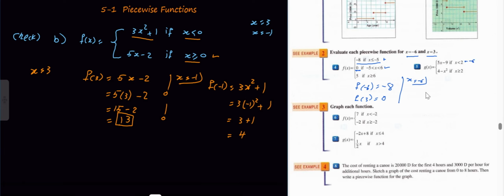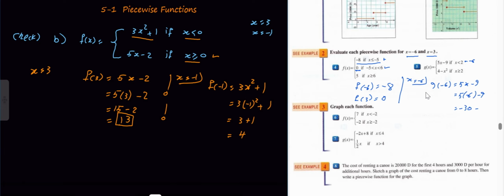So it will be g of -6 equals 5x minus 9. So we can put -6 here. It will be 5 multiplied by -6 minus 9. 5 multiplied by -6 is -30.